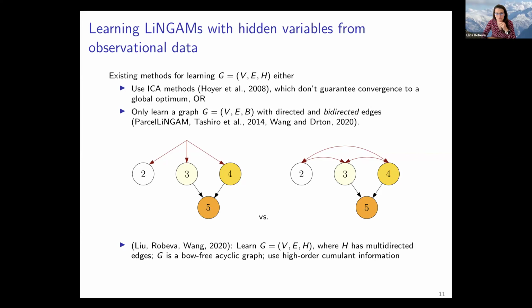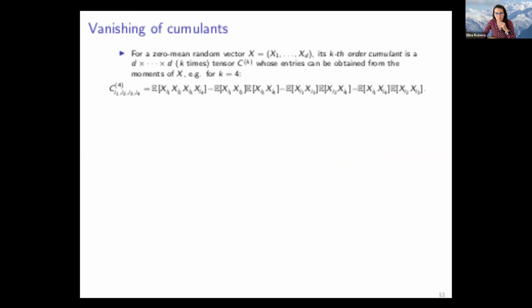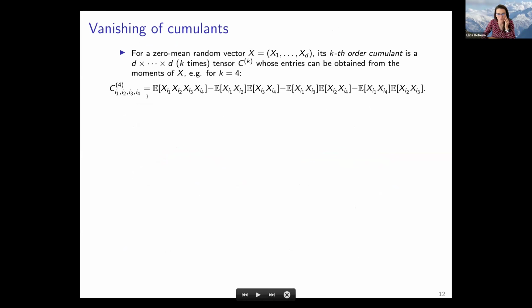Okay, so let me try to explain this. So what is a cumulant? And maybe, okay, if you know it, that's fine. If you don't know it, a cumulant is basically like a moment. So it's like the expectation of the product of x's, but you have to adjust it a little bit. That's what the cumulant is.